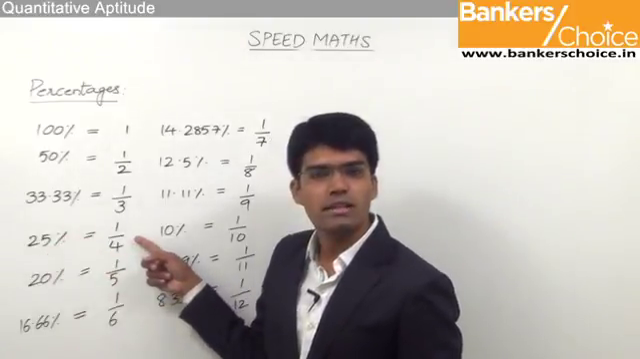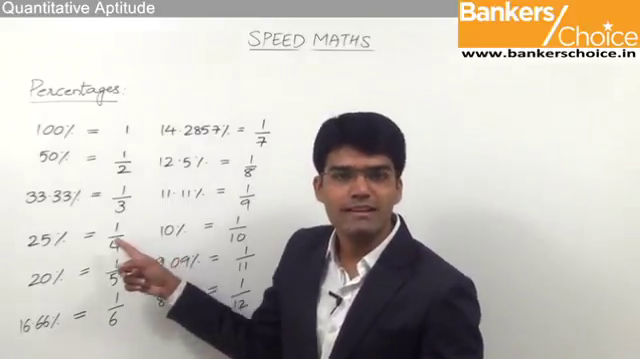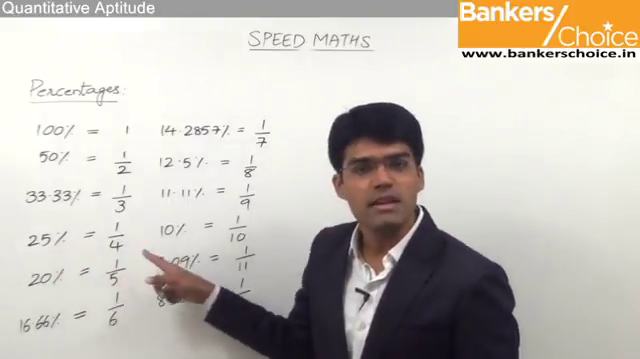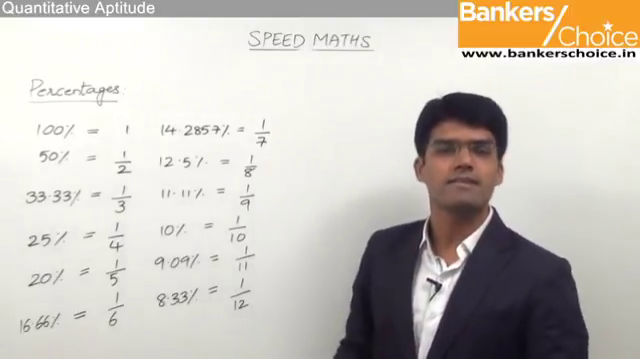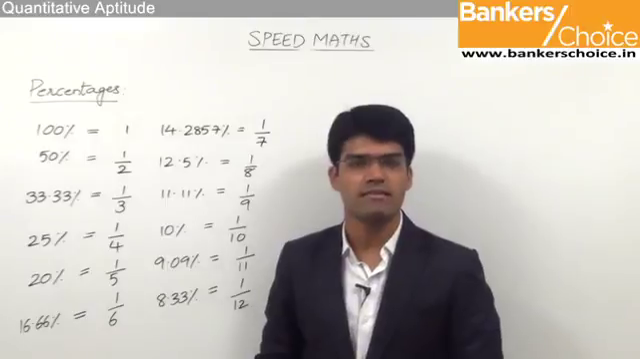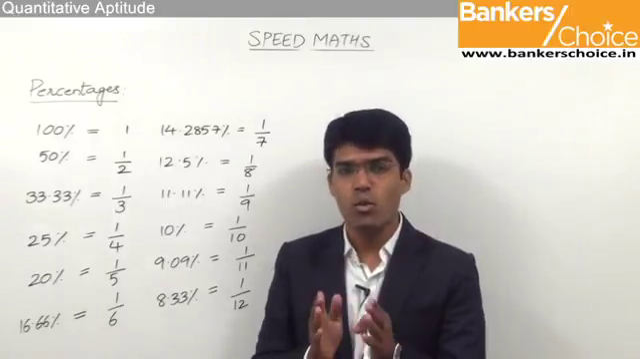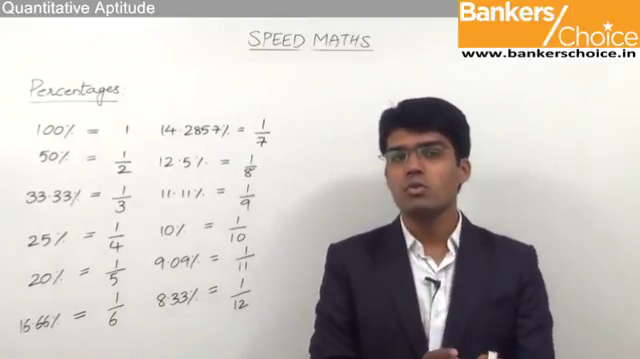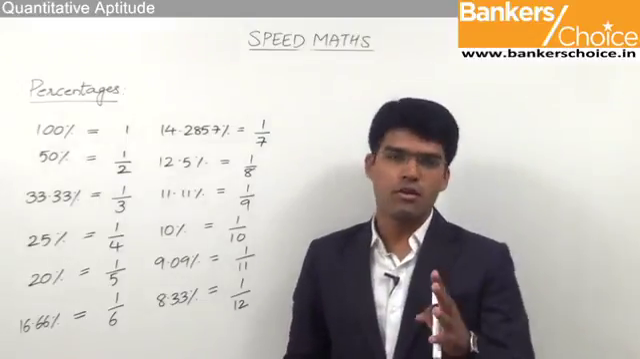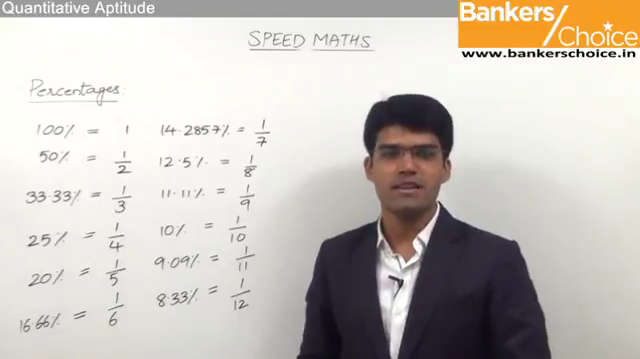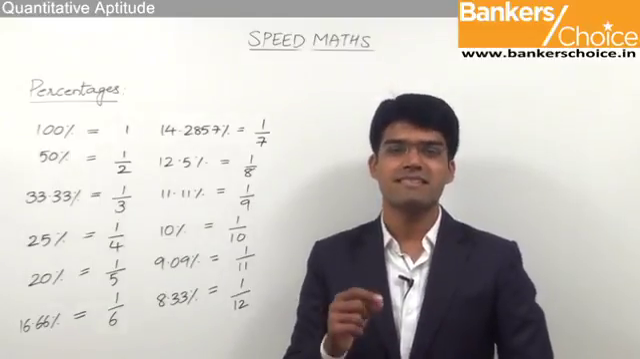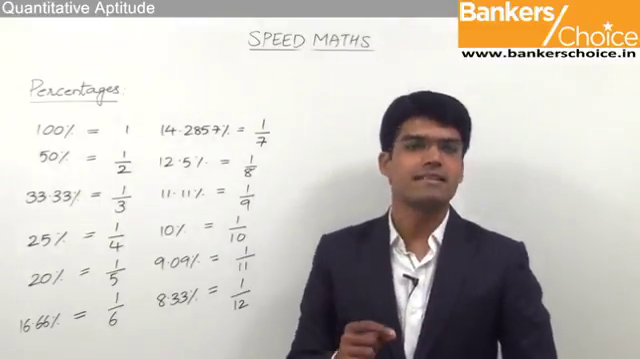And 1 by 4 into 3 is 3 by 4. So very clearly, 75% will be equivalent to 3 by 4. So from now onwards, 75% is not 75% for us. It is 3 by 4. That is the difference between a normal student and a smart student. For a normal student, 75% is 75%. But for smart students like us, 75% is 3 by 4. And that helps us get the answer faster.